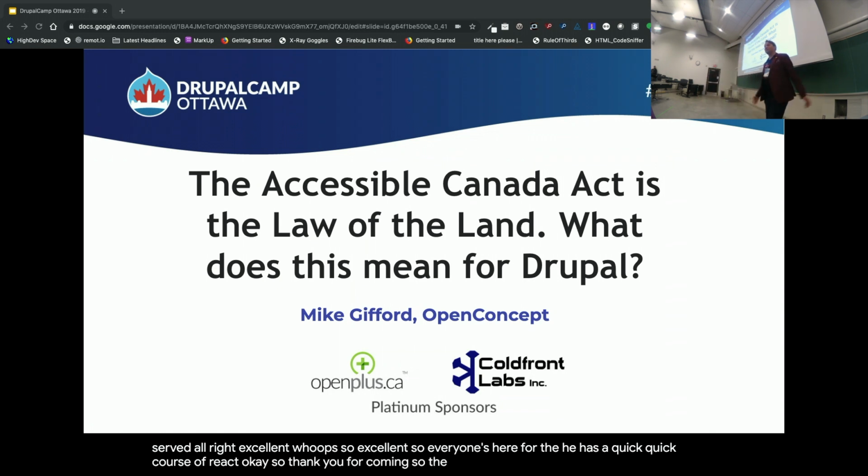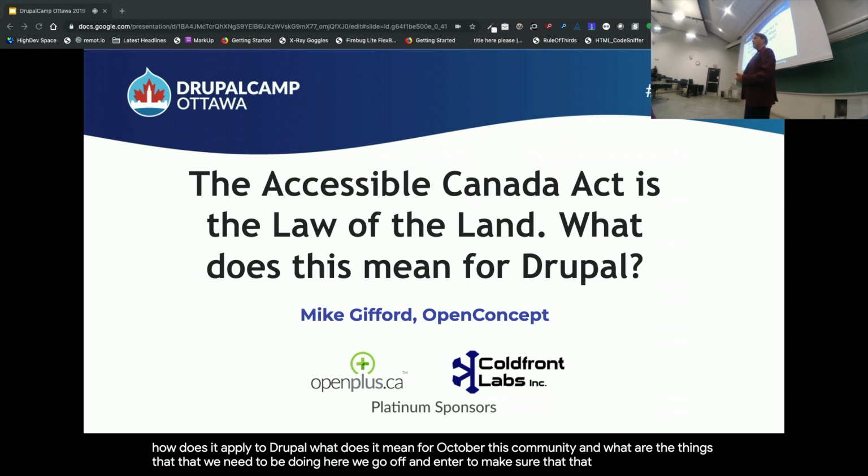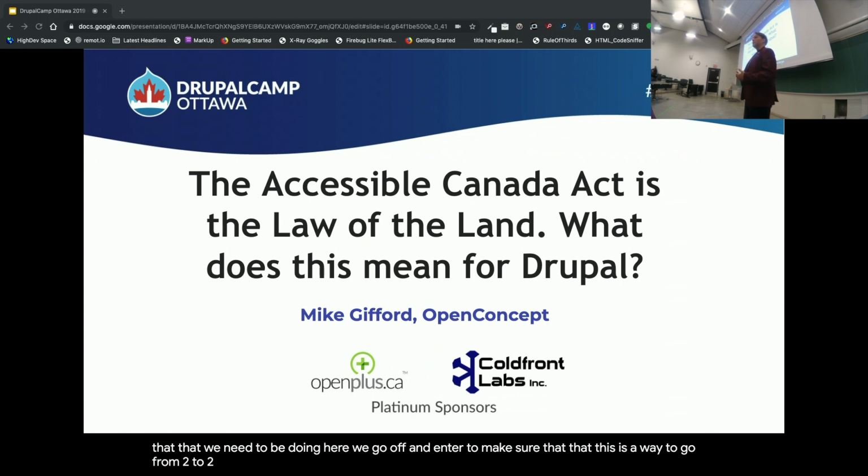So the subject of this topic is accessibility and the Accessible Canada Act. How does it apply to Drupal? What does it mean for this community? And what are the things that we need to be doing to help promote Drupal as the Government of Canada becomes more accessible and more inclusive.